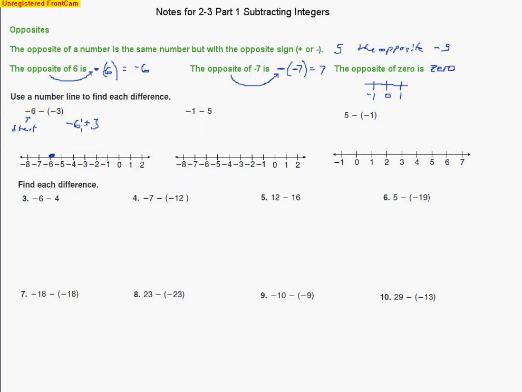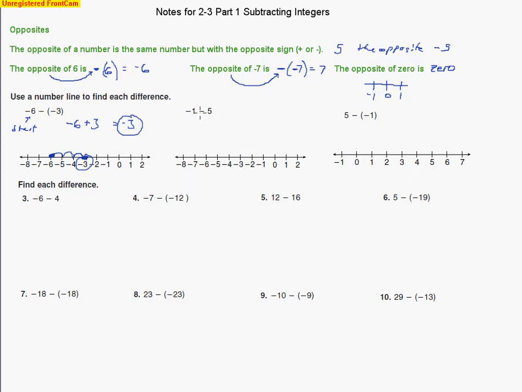So now I've changed the problem into an addition problem. Now I'm going to add 3. Taking away negatives is the same thing as adding positives. So I'm going to go in the positive direction, 1, 2, 3 spaces. What's that number? It's -3. So the answer is -3. Let's take a look at the next one.